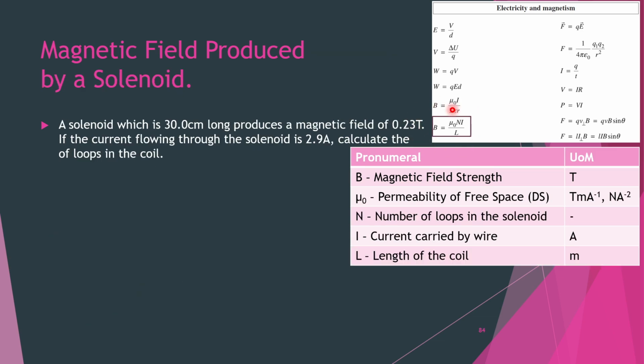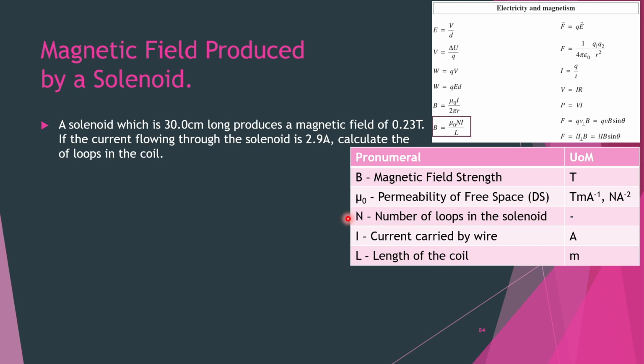This second equation that we're looking at today describes magnetic fields produced by solenoids. So again, we have the permeability of free space to work with. B is obviously the magnetic field strength produced by the solenoid. And our other three variables here are N, I, and L. N refers to the number of loops in the solenoid.